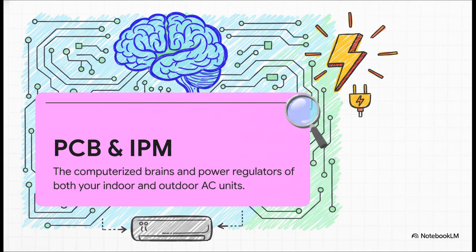So when the manual mentions a PCB or IPM failure, it means the fundamental communication or power routing right in the brain of your unit is malfunctioning. And as a general rule of thumb, when the brain is broken, you're almost certainly going to need a professional HVAC tech to replace the board.